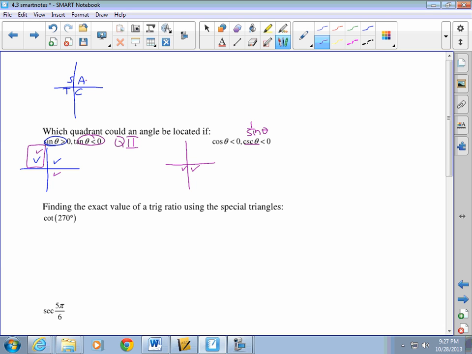And cosine is negative in quadrant 2, because only sine is positive there, and in quadrant 3, because tangent is positive there. Cosine is positive in 1 and 4. So this one works in quadrant 3.